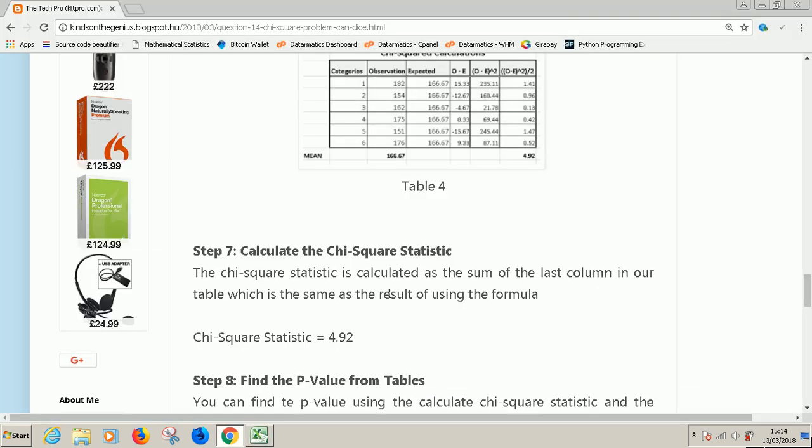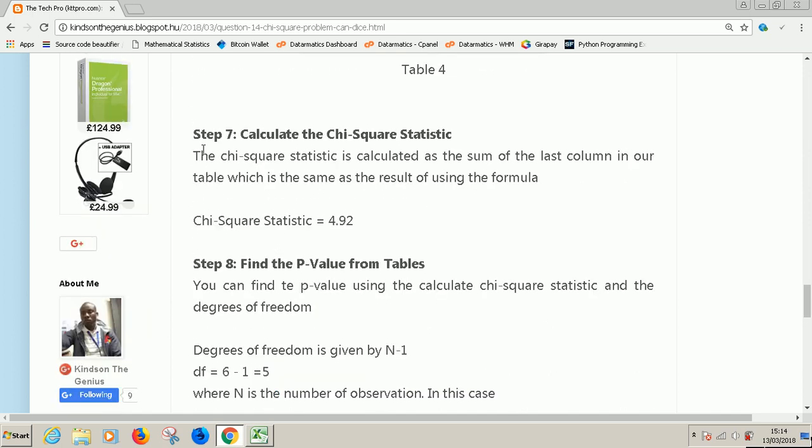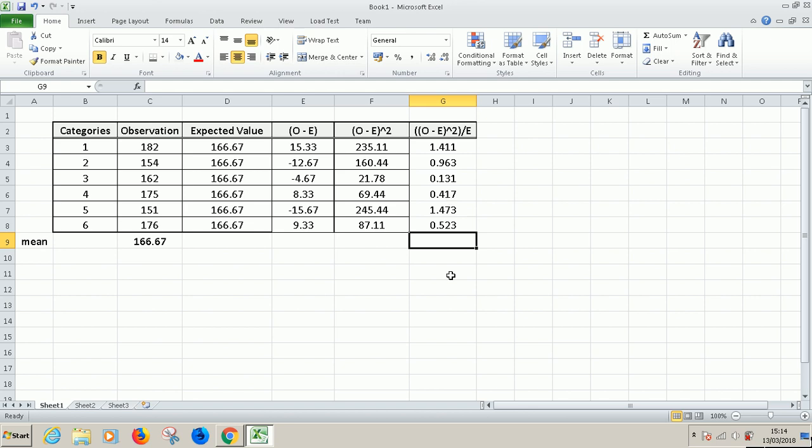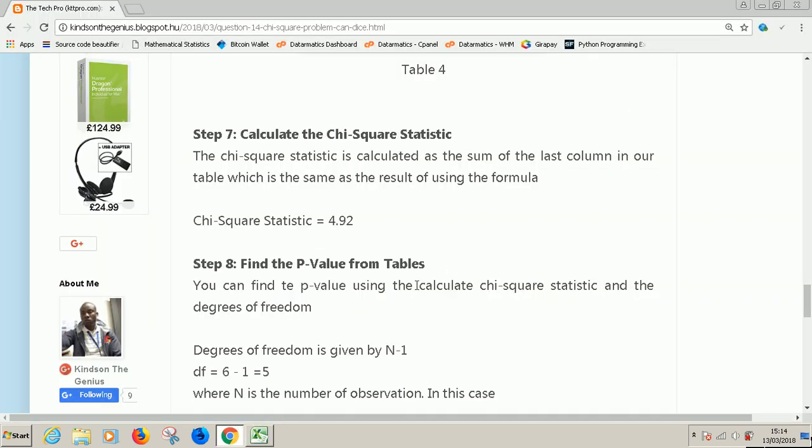Alright, where are we in the stream of time? We have now step 7, which says the chi-square statistic is calculated as the sum of the last column in our table. So just take the sum of these. To calculate the sum, just click auto sum, and that gives you the answer 4.916. Let me just format this table. So 4.916 is the chi-square statistic we calculated.